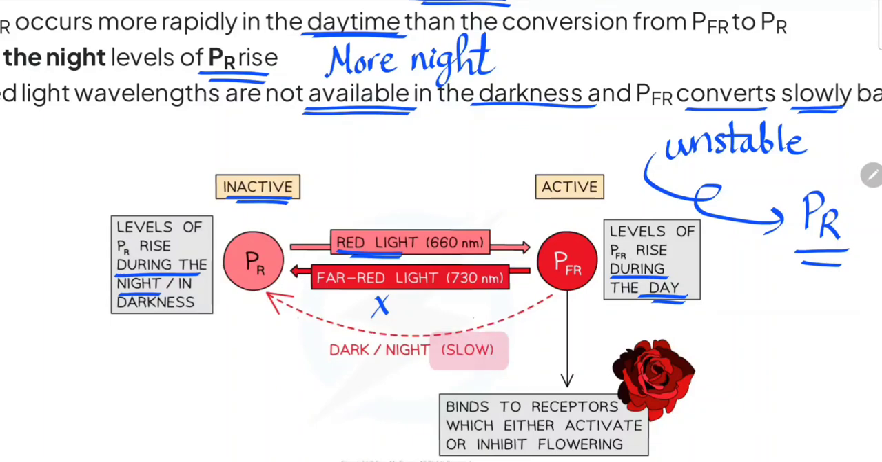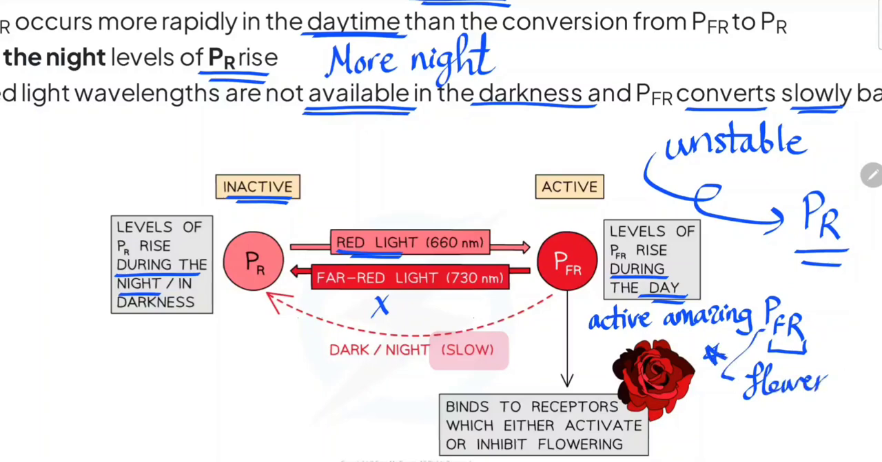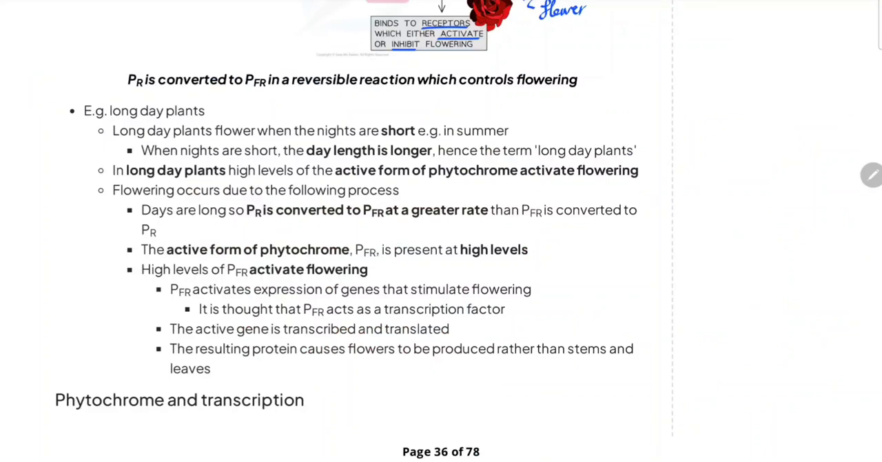Okay? Now our beautiful, active, amazing PFR. Far red light and flower. FF though. I know we've made many acronyms, but that's only to help you guys memorize and understand as well while relating to the information. We have that PFR, which will bind to receptors that either activate or inhibit flowering. So this is our boss in the story, the PFR. This decides everything.